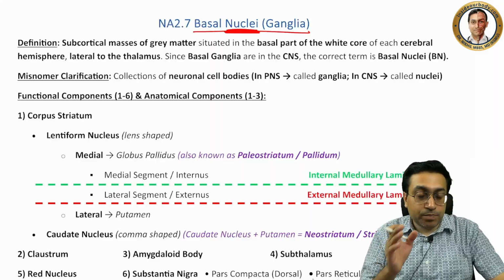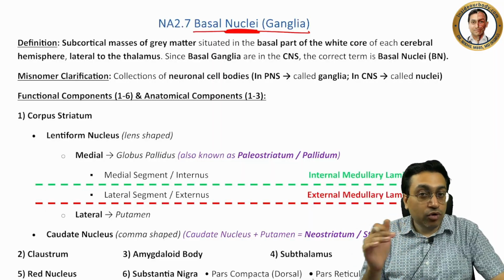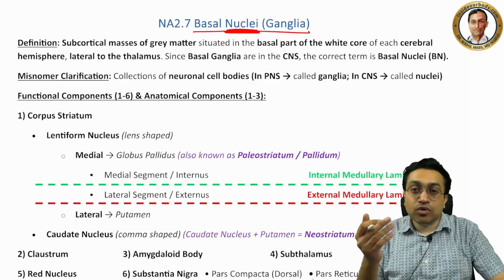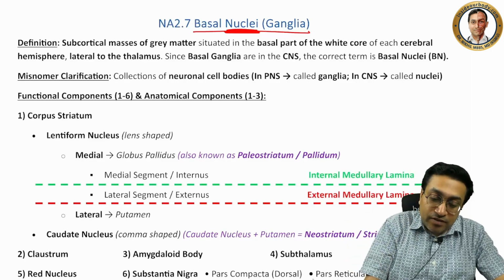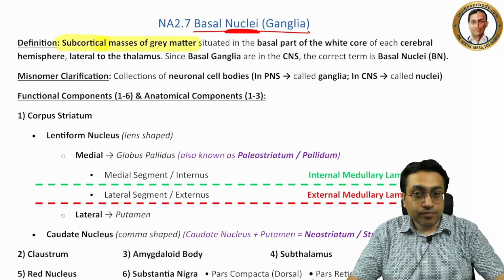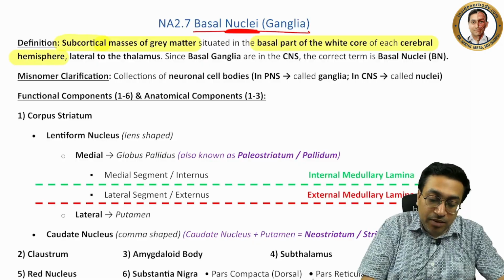There are two words, basal and nuclei. So basal is referring to the base of something. Of something means here brain obviously, so cerebral cortex. So I can safely say that these are the subcortical masses of gray matter, and they are located in the basal part of the white core of each cerebral hemisphere.